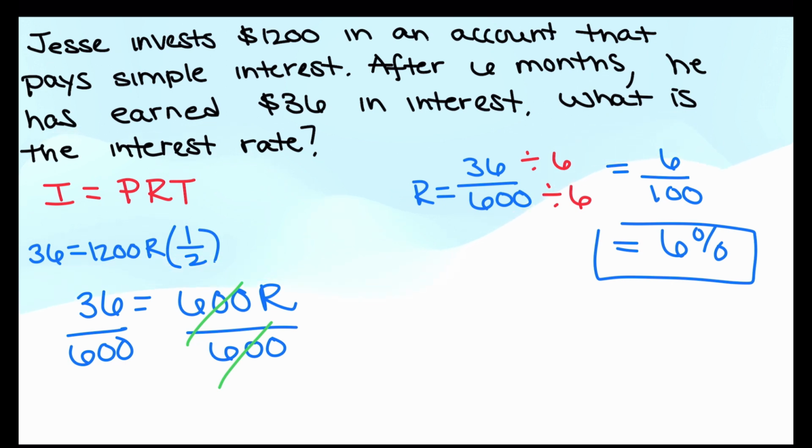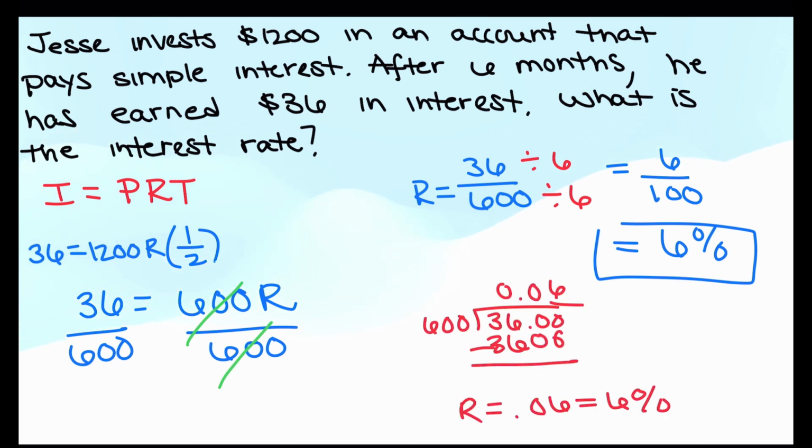Now, if that doesn't make sense to you, you can definitely use long division and take 36 and divide it by 600. You'll have to add a decimal and some zeros, but 600 goes into 3,600 6 times, so you end up getting 0.06. And then to change that into a percent, you have to move the decimal 2 places to the right. So 0.06 is 6%. Another way of getting the same answer, the simple interest rate must be 6%.